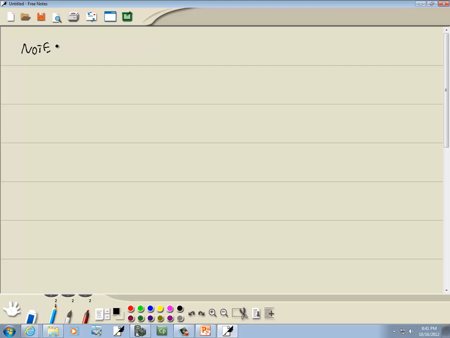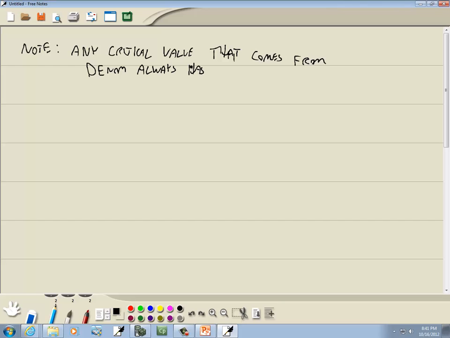Note: any critical value that comes from the denominator always has a parenthesis on it. You never put a bracket on it.